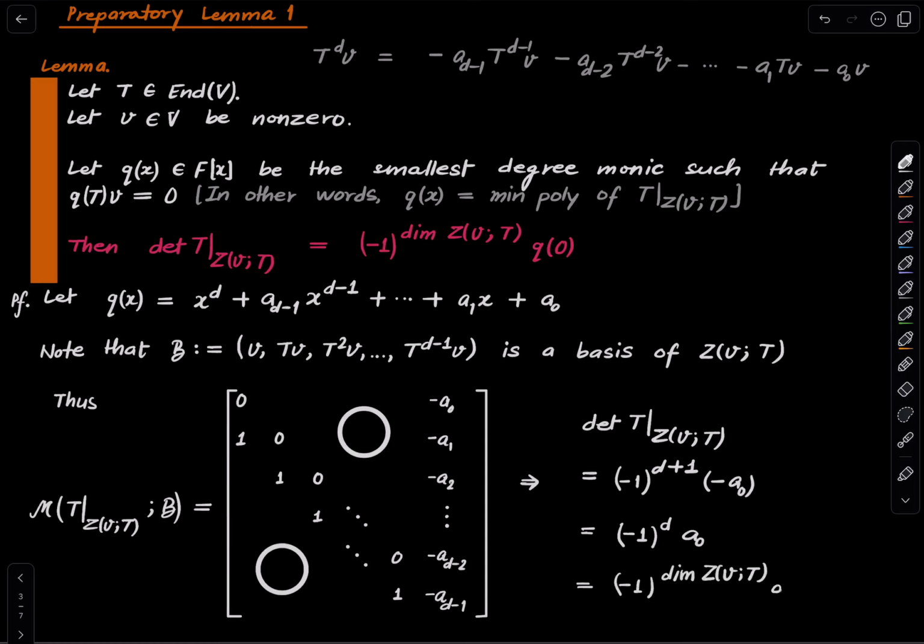Because a0 is q of 0. So that finishes the proof. Make sure you follow this proof in its entirety. Okay, let's move on.